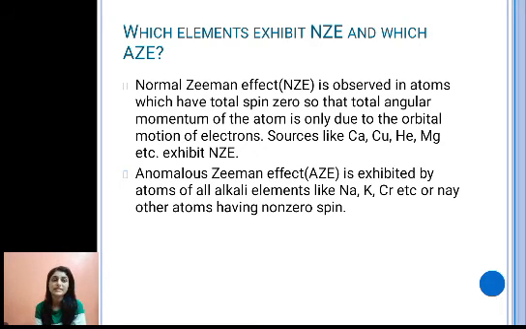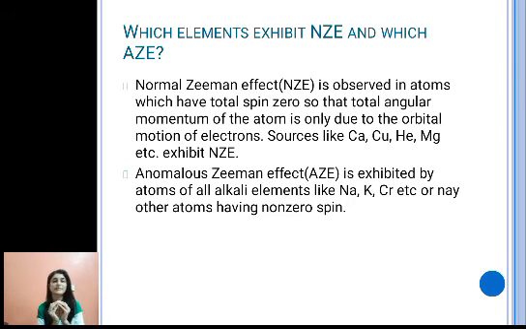Now which elements exhibit the normal Zeeman effect and which the anomalous Zeeman effect? For the normal Zeeman effect, one important condition is that it is observed in atoms which have total spin 0. So when for these atoms total spin is 0, then total angular momentum J will be entirely because of its orbital angular momentum. So J is equal to L. Atoms which have J equal to L exhibit the normal Zeeman effect. For example, calcium, copper, helium, magnesium exhibit the normal Zeeman effect.